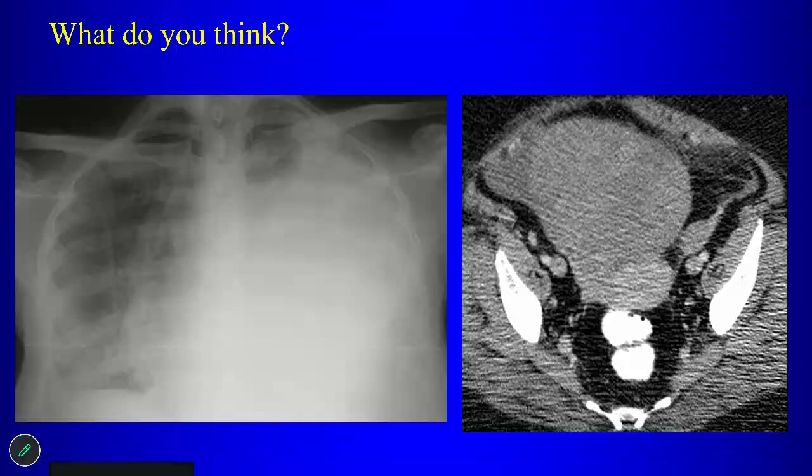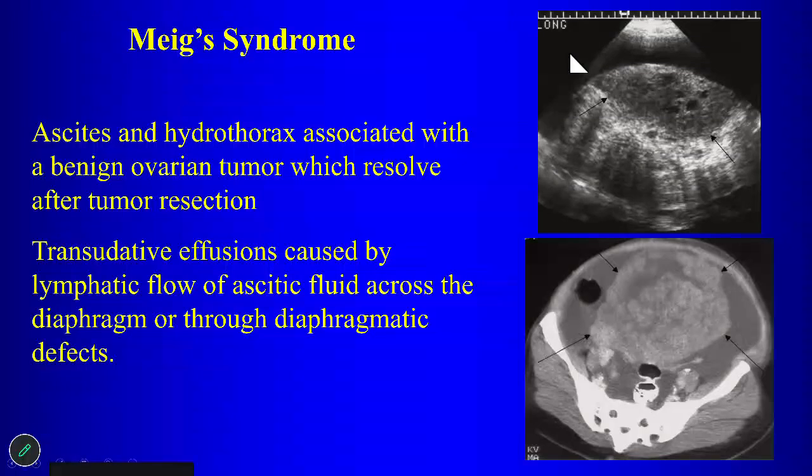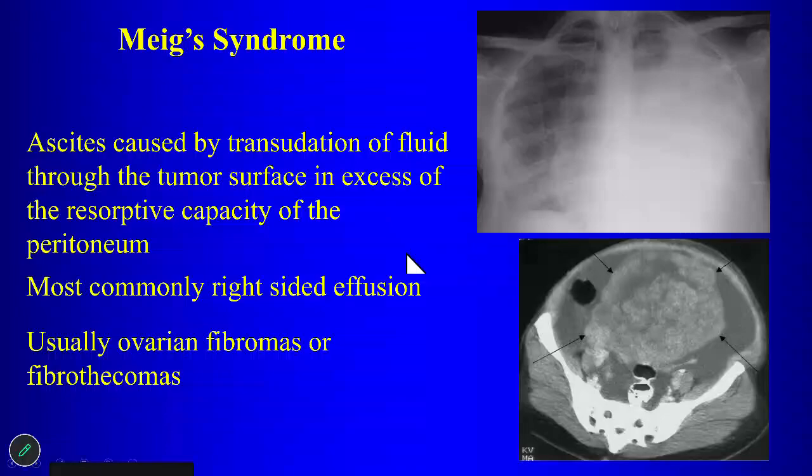MEGS. What is MEG syndrome? It definitely has. So what's the typical tumor? Oh yeah, I know it's a theca cell. So it's a benign tumor. So in Meigs syndrome, these patients can have benign tumors of the ovaries that can result in ascites within the abdomen, and then that can also get up into the pleural space to give you a pleural effusion.